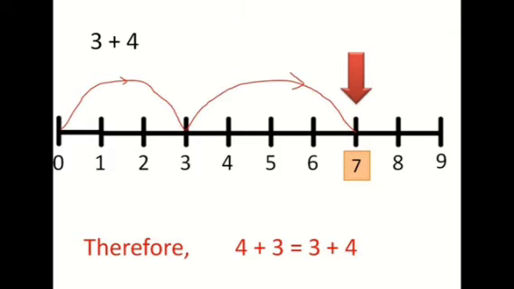So we can say that addition is commutative for whole numbers. Now I want to explain commutative property for multiplication through number line. So look at the example here. I have taken two whole numbers as 2 and 3. We have to multiply. So 2 into 3 means what?